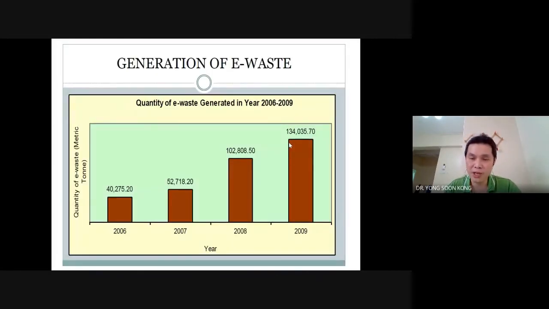Okay, generation of e-waste is increasing. I think this one has been outdated for 10 years. I think now the numbers probably triple, if not quadruple, because at this time, 2009, it's when the iPhone had just begun. The iPhone during that time was 5,000 ringgit. Now you can buy a smartphone for as low as 200 ringgit. So you can tell how much e-waste we have nowadays.